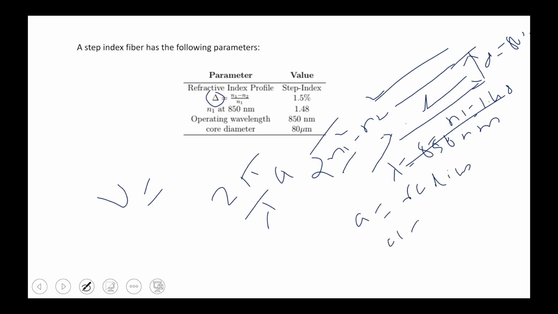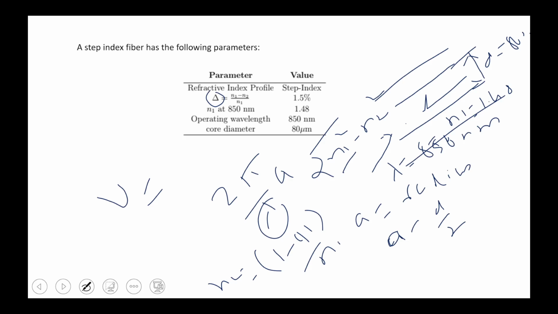So a should be equal to d by 2. Lambda is given as 850 nanometers, n1 is given, n2 and delta are given. So you just put that value: n2 equals n1 times (1 minus delta). Put this value in the place of n2 and calculate how many modes will propagate through the single mode fiber.